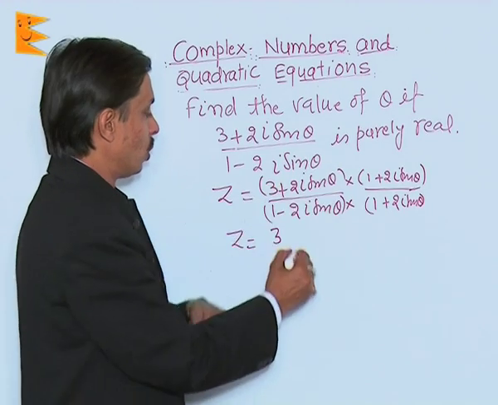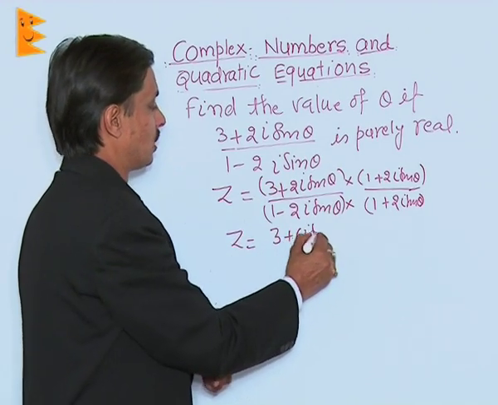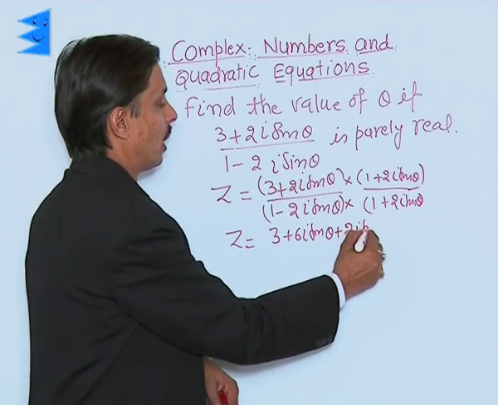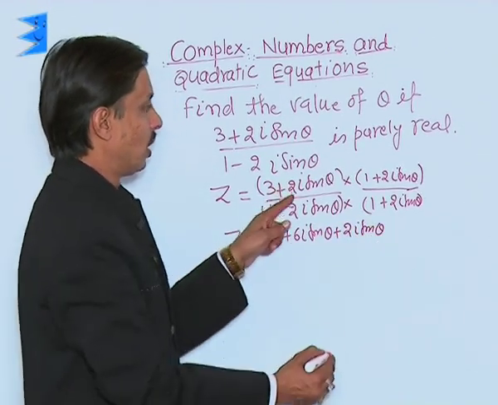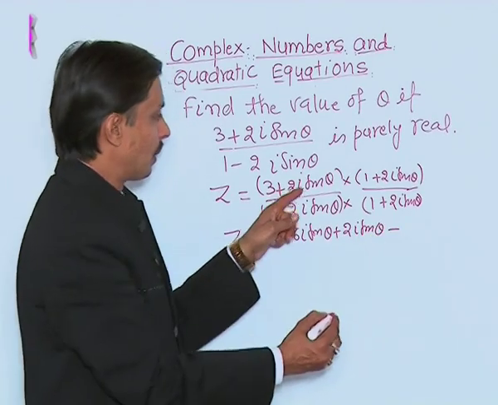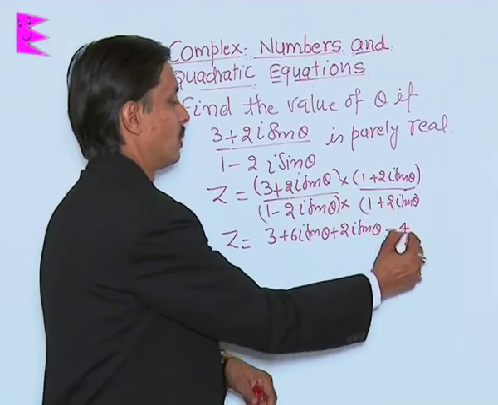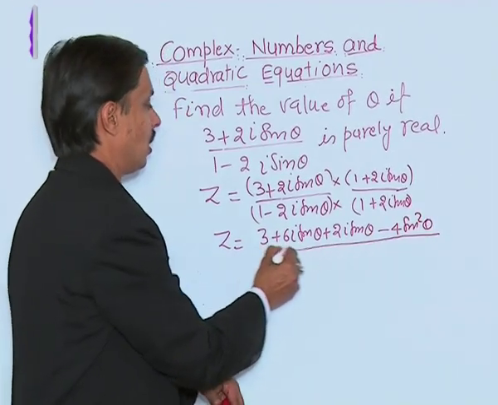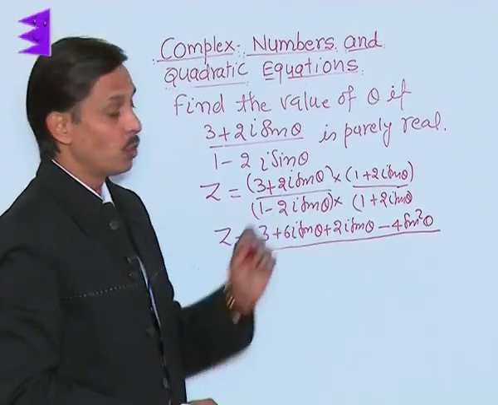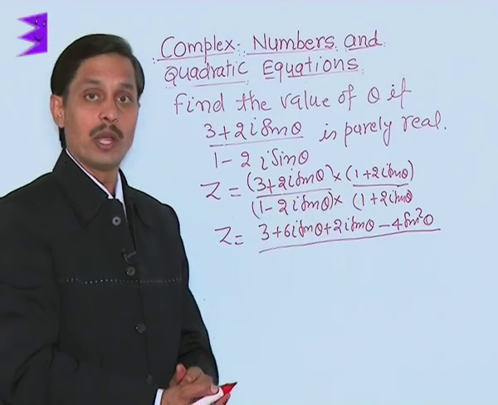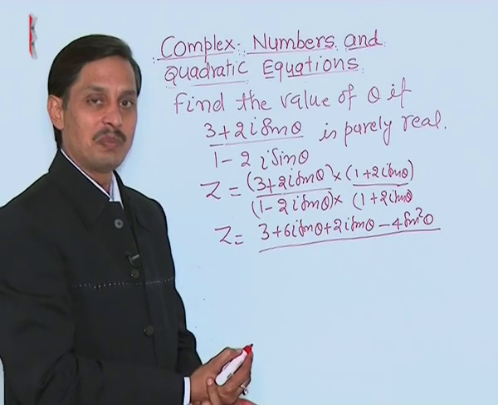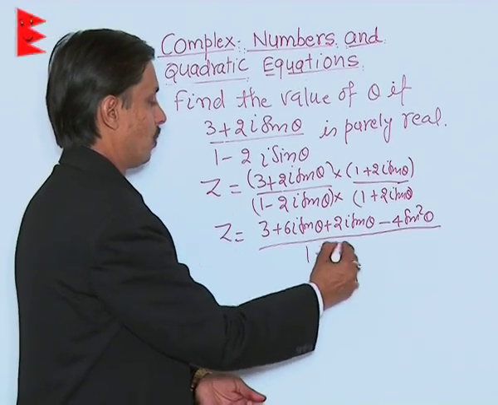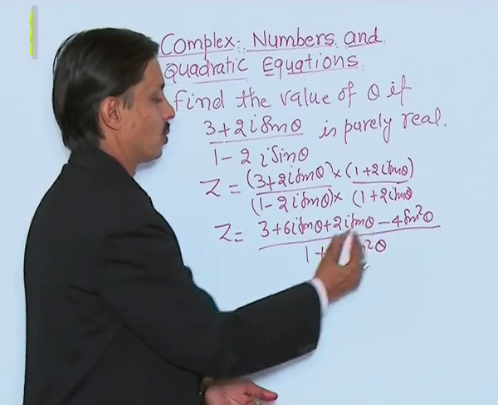Then 3 into 2i sin θ, 6i sin θ. Then 2i into 1 becomes 2i sin θ. And then 2 twos are 4, but because of i square, this will be −4 sin²θ, divided by (1 − 2i sin θ)(1 + 2i sin θ). This becomes (a + b)(a − b), a² − b², which becomes 1 + 4 sin²θ.